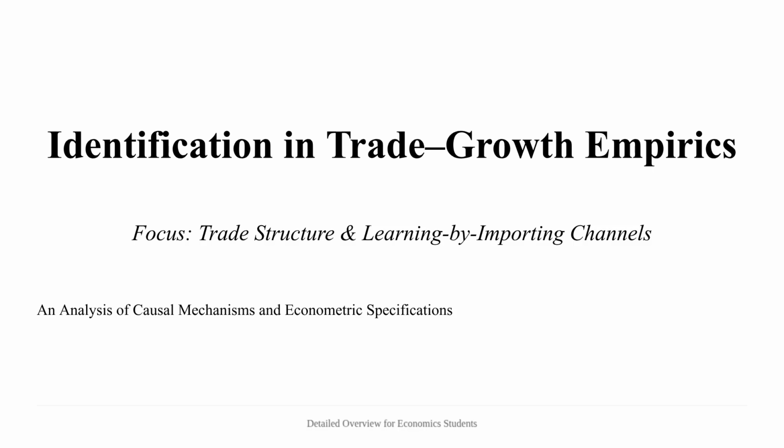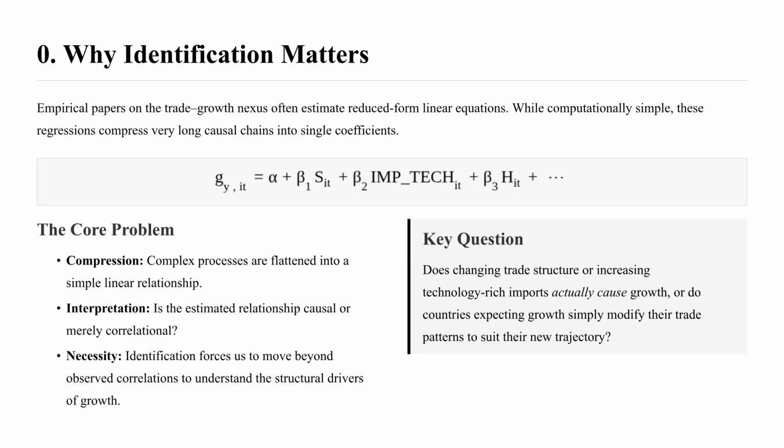This video focuses on identification in trade growth empirics, specifically analyzing trade structure and learning by importing channels. We will examine causal mechanisms and econometric specifications. Identification is crucial because empirical papers on the trade growth nexus often use reduced-form linear equations, compressing complex causal chains.